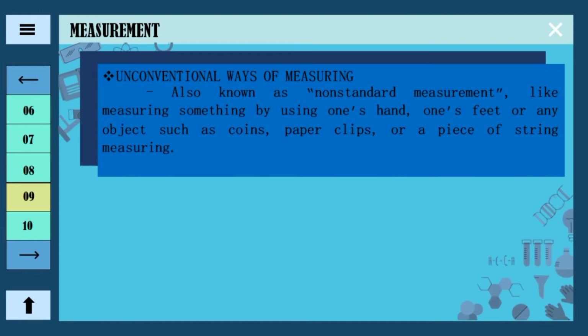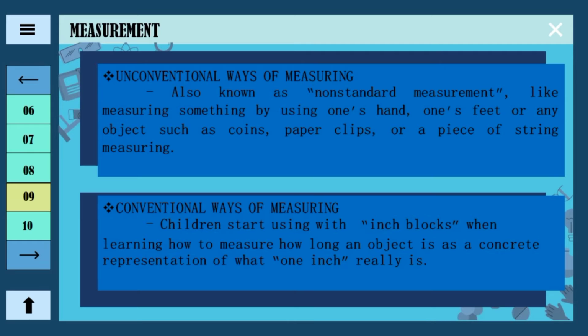Unconventional ways of measuring, also known as non-standard measurement, include measuring something by using one's hand, one's feet, or any object such as coins, paper clips, or a piece of string. While for the conventional ways of measuring, children start using inch blocks when learning how to measure how long an object is, as a concrete representation of what 1 inch really is.